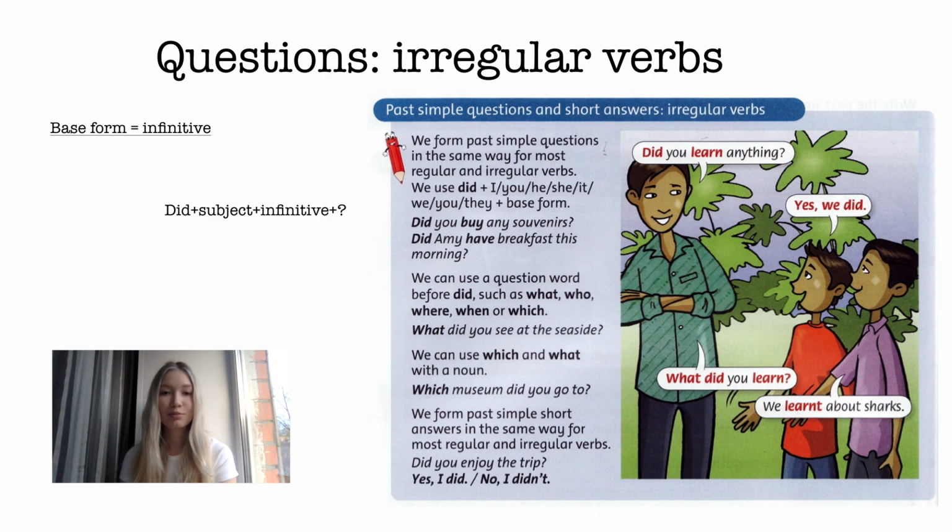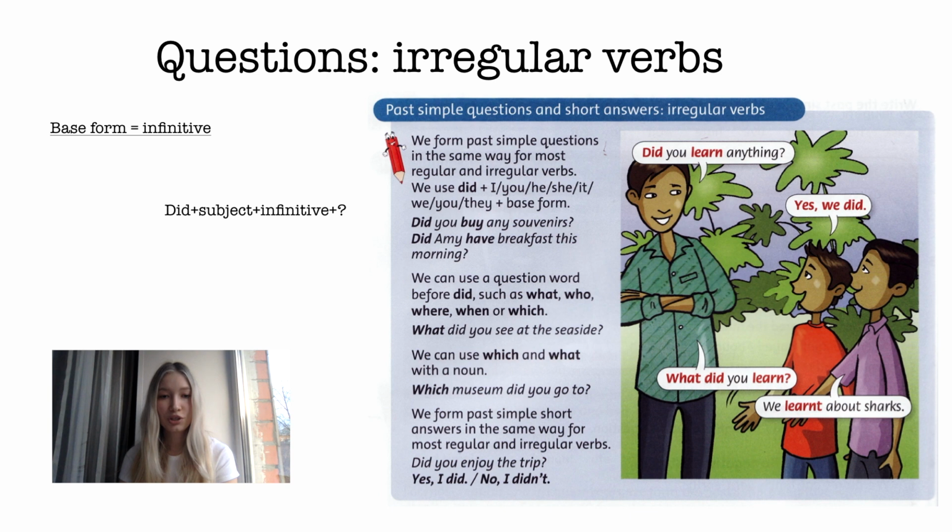So we form past simple questions in the same way for most regular and irregular verbs. We use did plus subject, плюс подлежащее здесь I, you, he, she, it, we, you, they, plus base form or the infinitive. Did you buy any souvenirs? Did Amy have breakfast this morning? Как видите, buy, have неправильные глаголы, но в вопросах они имеют свою начальную форму.